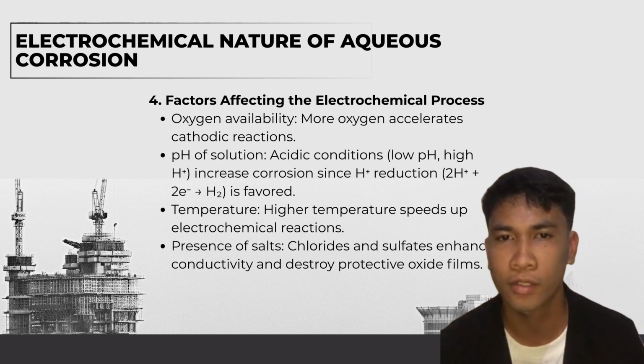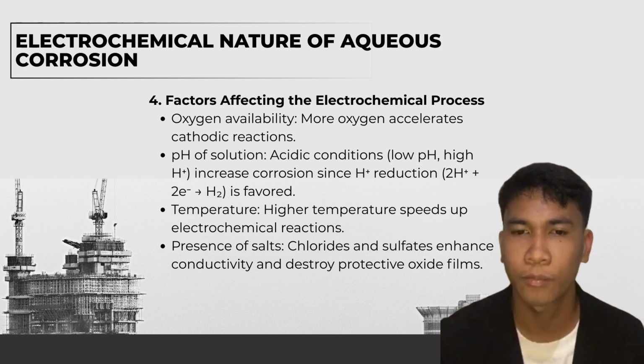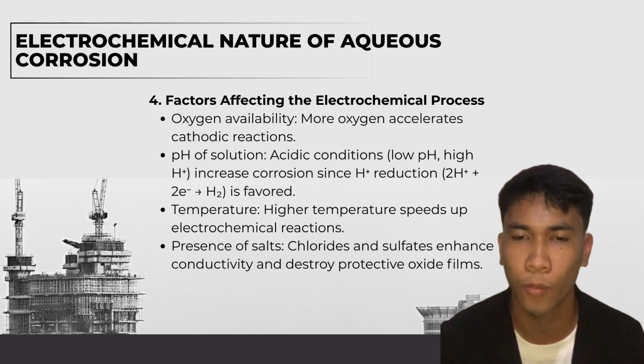And number 4, factors affecting the electrochemical process. Oxygen availability: more oxygen accelerates cathodic reactions. pH of solution: acidic conditions, like low pH, have high hydrogen.